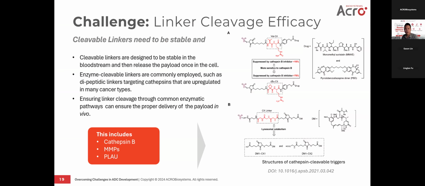Another big challenge in this field is linker cleavage efficacy. You want to make sure the linker can release the payload once inside the target cell. That's the point. Enzymatically cleavable linkers are commonly employed, such as dipeptide linkers targeting cathepsins upregulated in many cancer types. Common enzymes like cathepsin B, MMP, and PLAU are commonly seen in the field.